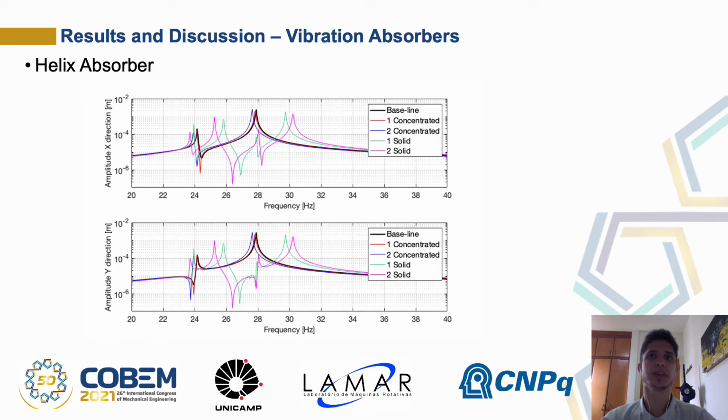The absorbers were then assembled at the free end of the rotor as a solid body and as a concentrated point with equivalent mass and inertia representing the absorber. This slide shows the result for a helix absorber for the case with single concentrated absorber at free end, dual concentrated absorber at free end, single solid body absorber at free end, and dual solid body absorber at free end.